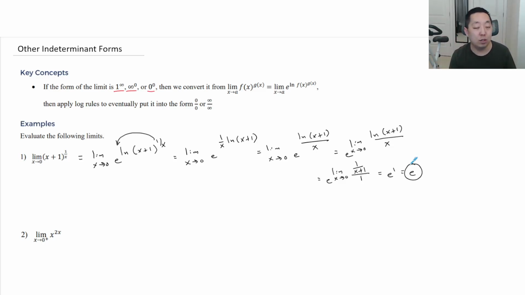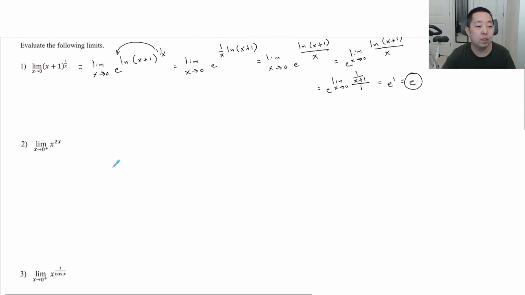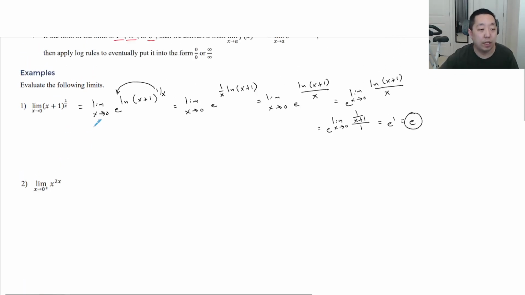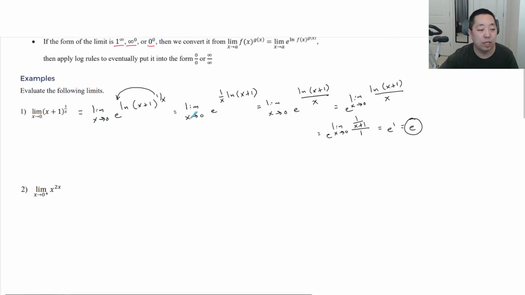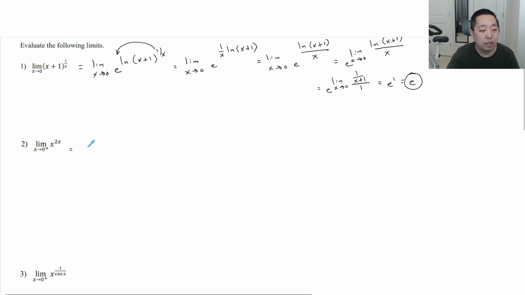So that's the trick. You're still doing L'Hopital's rule, but you have to do some manipulations first to get into that 0 over 0 or infinity over infinity indeterminate form. Let's look at this one. As x goes to 0 from the right, it's 0 to the 0, which is also an indeterminate form. So you make it the limit as x approaches 0 from the right of e to the natural log of x to the 2x. Then I can put the 2x in front.